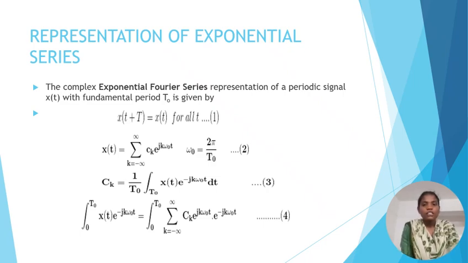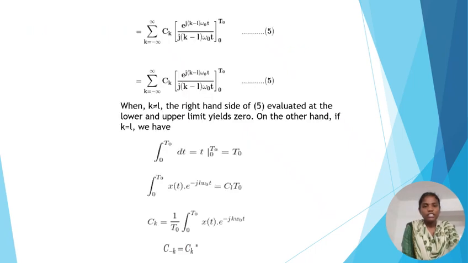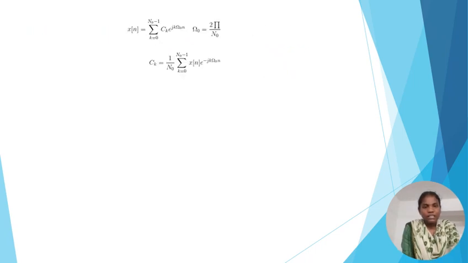The complex exponential Fourier series representation of a periodic signal x of t with fundamental period T naught is given by x of t plus T equal to x of t for all t. So we get the final equation: x of n is equal to summation of k equal to 0 to N naught minus 1 of Ck e power j omega naught n, where omega naught is 2 pi by N naught. Here Ck is equal to 1 by N naught times the sum over n equal to 0 to N naught minus 1 of x of n e power minus j k omega naught n.